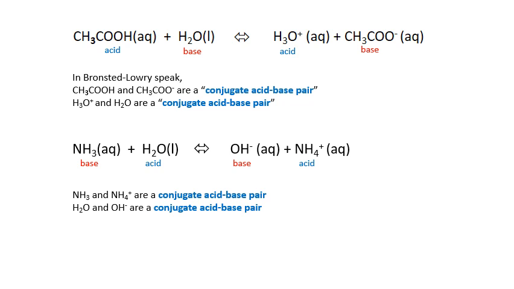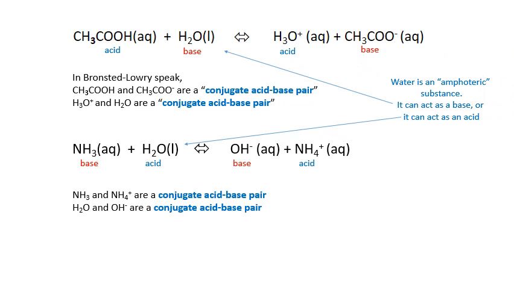It's kind of interesting also, you notice that in the acetic acid reaction at the top, water is behaving as a base, but in the ammonia reaction, water is behaving as an acid. Some compounds can do that. They can behave either as a base accepting a proton or as an acid donating a proton. They're called amphoteric, just for a vocabulary word. Water is an amphoteric substance because it can do both of those.